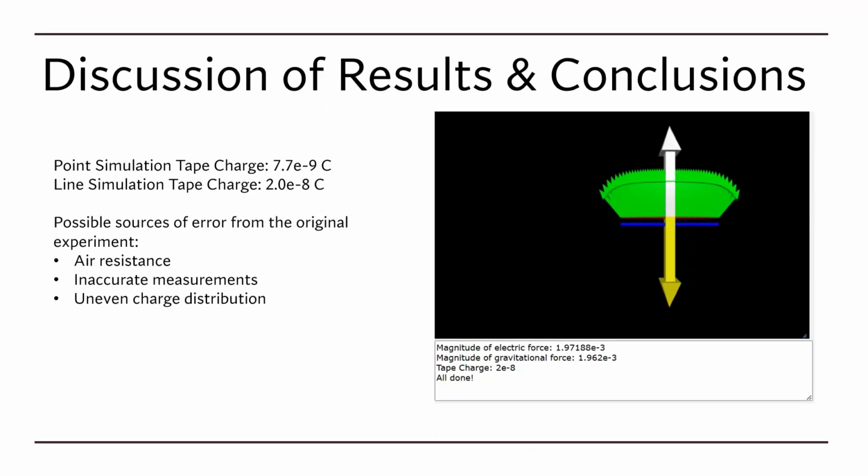And so, as you can see, here are the differences in our charges from the different simulations. Some possible sources of error from gathering data from the original experiment are air resistance, inaccurate measurements, and uneven charge distributions, as well as inequality of the tapes.